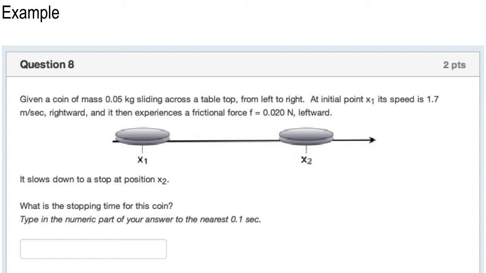Okay, then below the sketch, below the diagram, it continues. It slows down to a stop at position x2. So V2 is 0. It's stopped. Question, what is the stopping time for this coin? Type in the numeric part of your answer to the nearest 0.1 second.